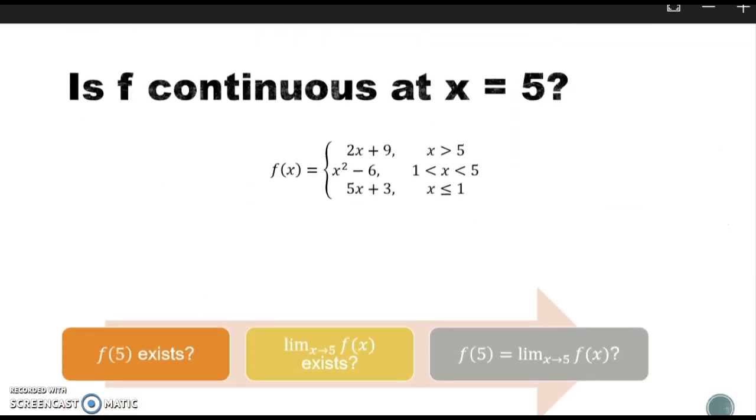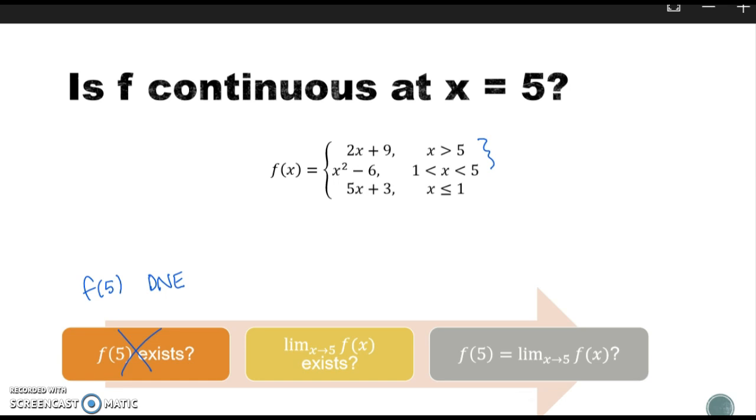I could ask you if the function is continuous at x equals 5. At x equals 5, there is no part of the definition that I would use. So f of 5 does not exist. This fails the continuity test even before I get started, really. F of 5 does not exist, so we're done with the test.